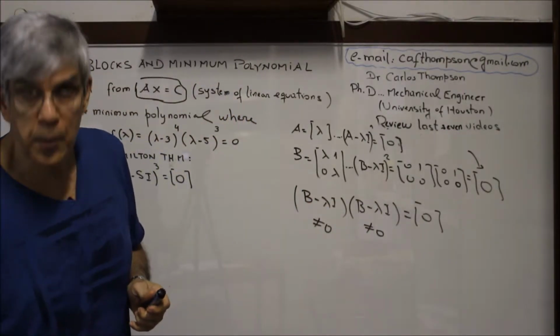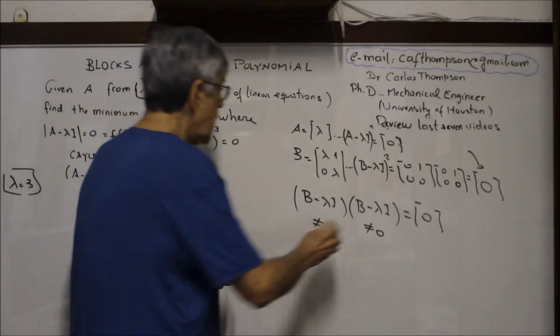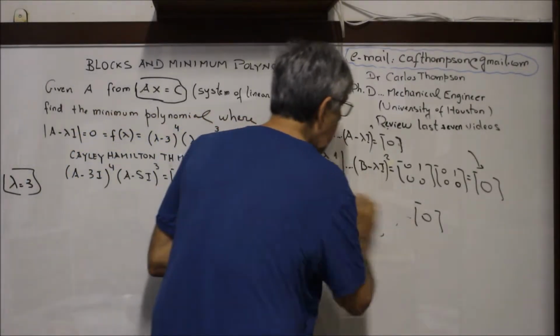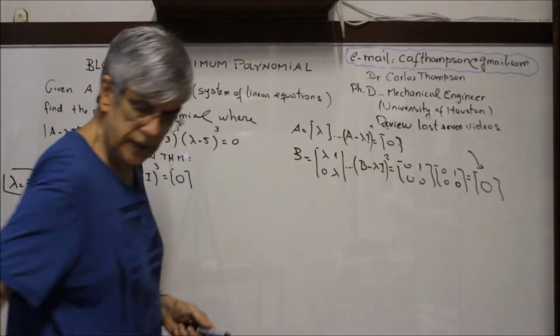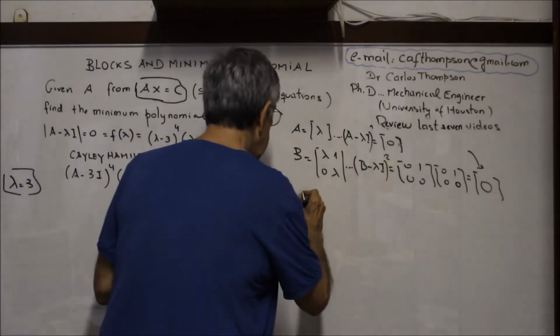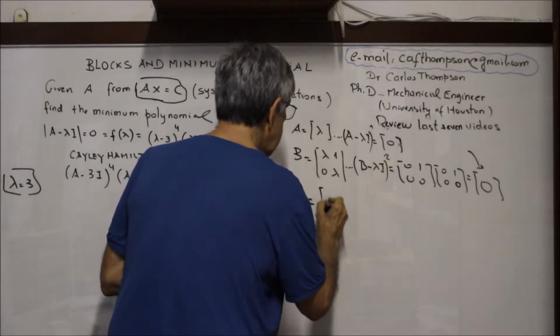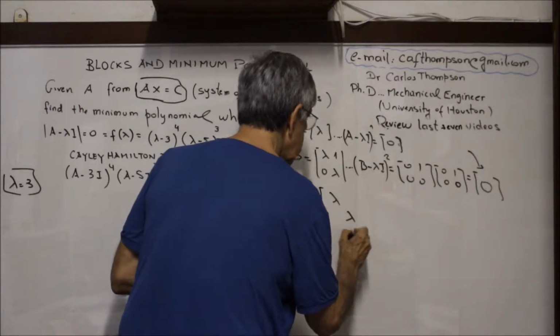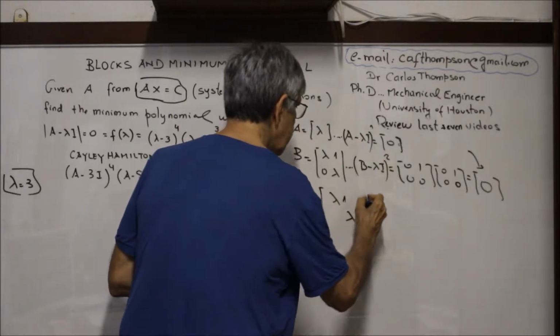That's a very, very important result. Now, let's go to the other block. Now, C, just to review: it's lambda, 1 here and 1 here.